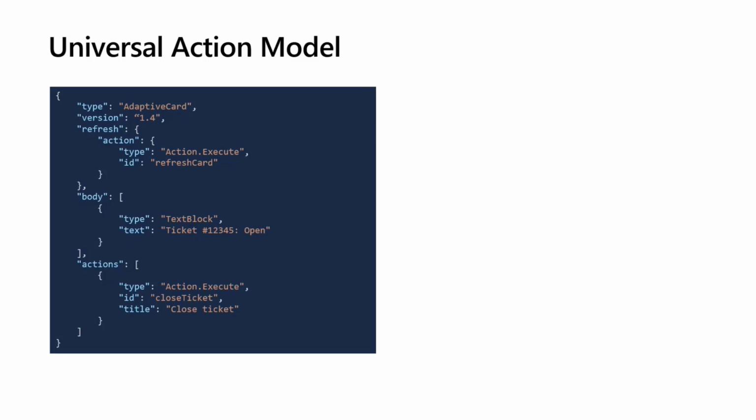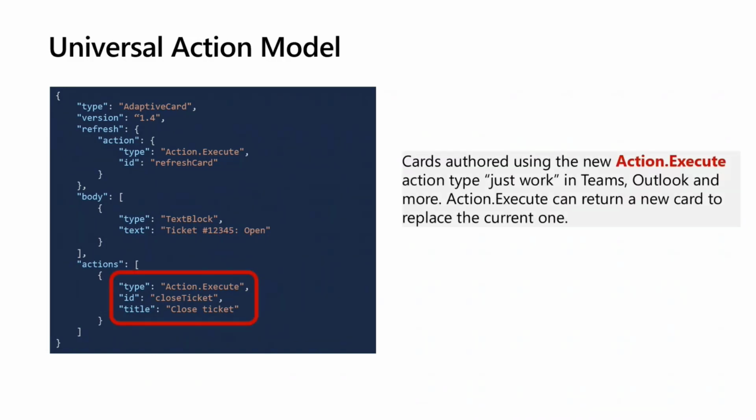Universal actions essentially enable you to have just one adaptive card payload that magically works across your applications in Teams and in Outlook. To make this happen, we introduced a new action type called action.execute, which was a welcome change from the older models of action.submit in Teams and action.http in Outlook. With the introduction of action.execute, the very same adaptive card payload now syncs across applications in Teams and Outlook. And what's more to it is the introduction of a new refresh clause as well.